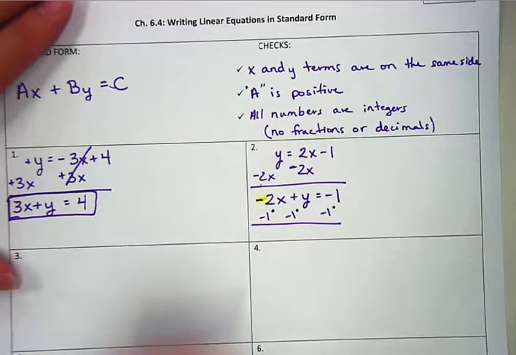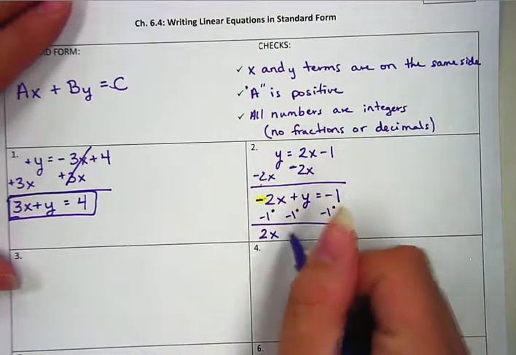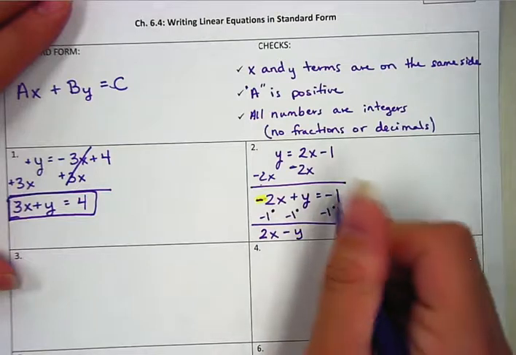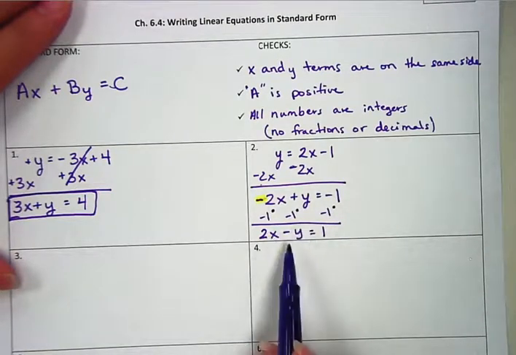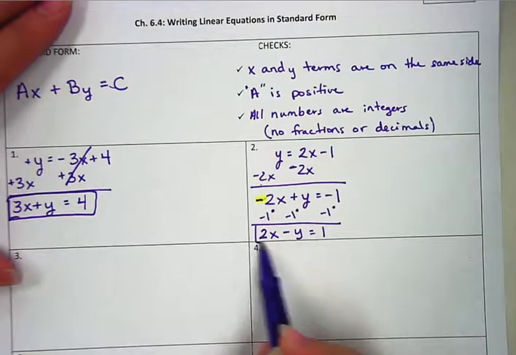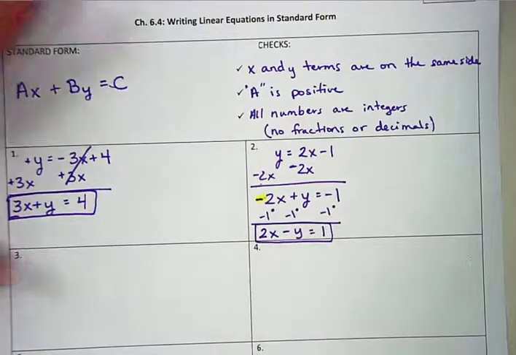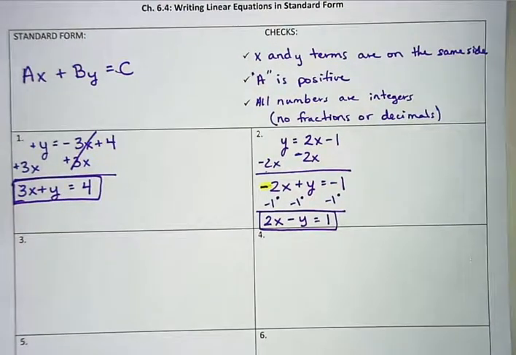And when we multiply them, that becomes a positive 2x, that becomes a negative y, and that becomes a positive 1. Now, it doesn't matter that y is negative. That's an okay thing. It's just the a. Ax cannot be negative. Now we're in standard form. We're done. Okay? All right, number 3.